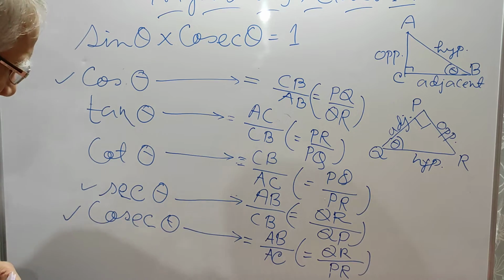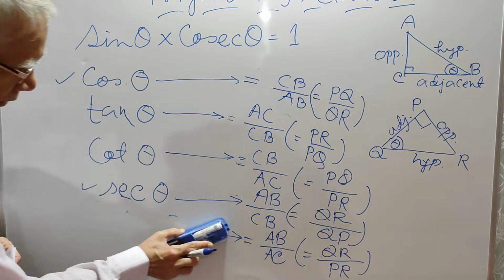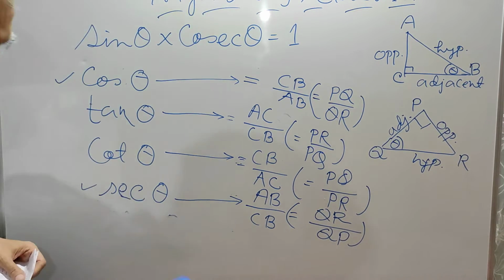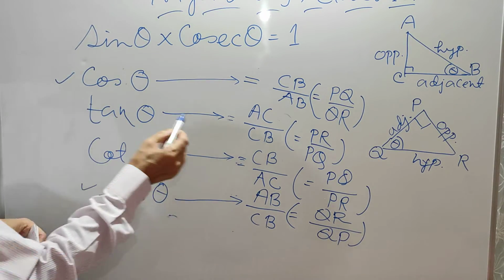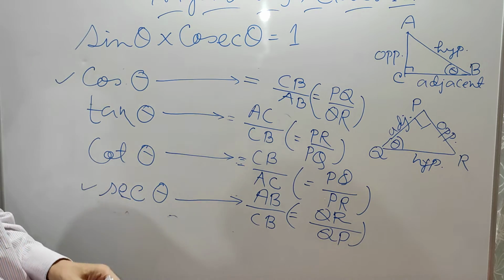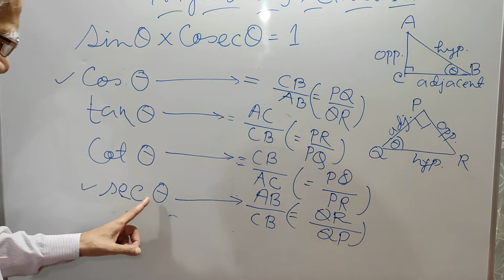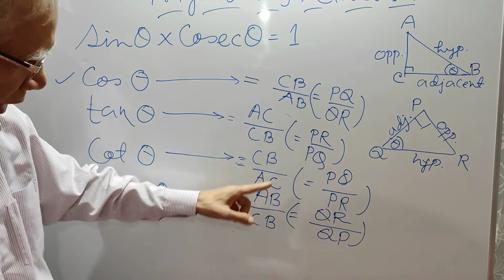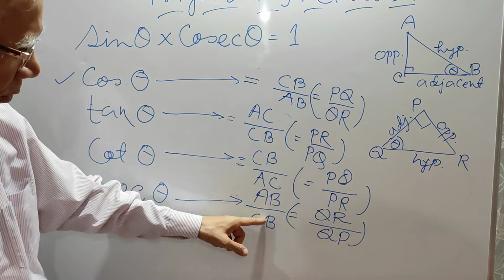Now see cos and sec, you will find they are reciprocal of each other. How do you see? Cos is CB by AB. Here you see cos is CB by AB. And then sec is AB by CB. So you see CB by AB and AB by CB. So they are reciprocal of each other.